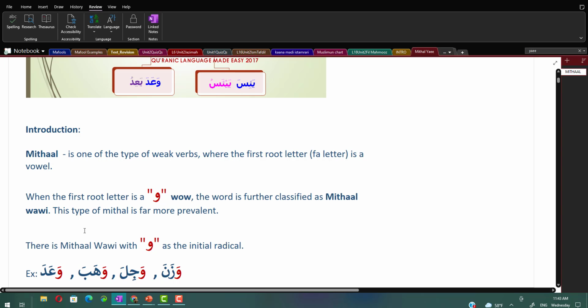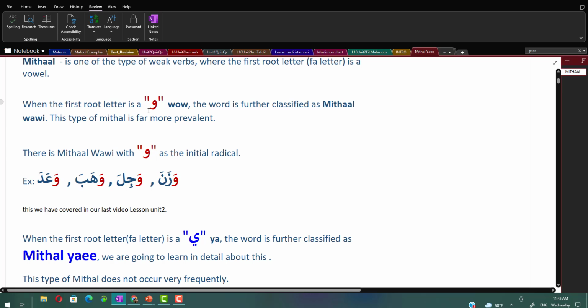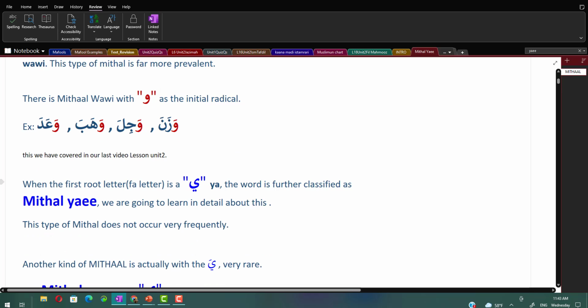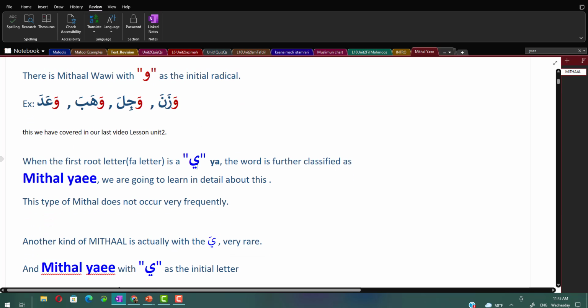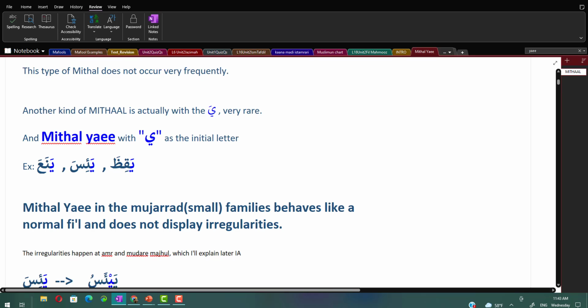This type of mithal is far more prevalent, and this we have covered in our previous video, and the examples are wa'ada, wahaba, wajila and all those. When the first root letter, the fa letter, is a ya, the word is further classified as mithal yaee. And this we are going to learn in detail today, inshallah. This type of mithal does not occur very frequently. The examples are yaisa, yana'a, yaqidha or yaisa.